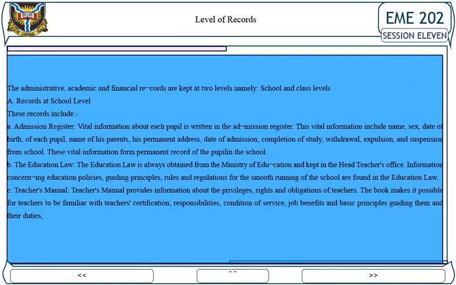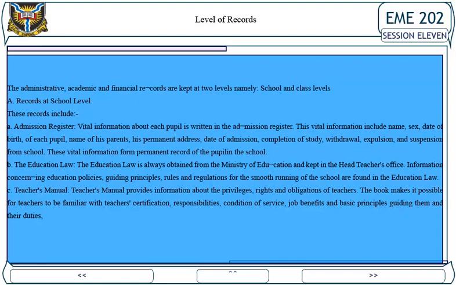Levels of records. The administrative, academic, and financial records are kept at two levels, namely school and class levels. A. Records at school level. These records include: A. Admission register.